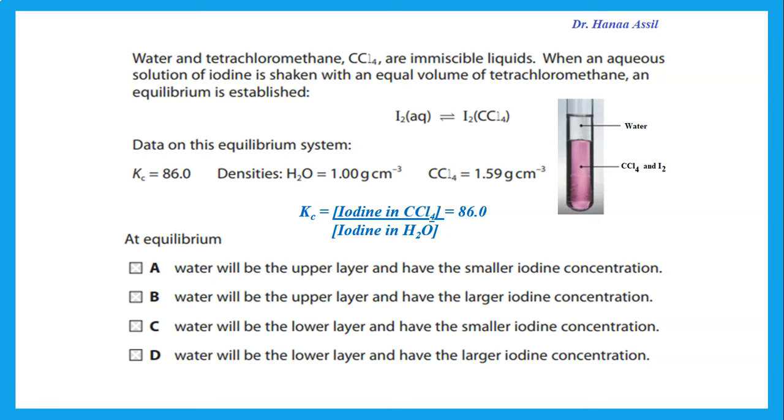Now, what happens at equilibrium? Obviously, due to the densities, the water is the upper layer. And it will have more iodine or less iodine. If the Kc is big, then the water layer will have a smaller concentration of iodine.